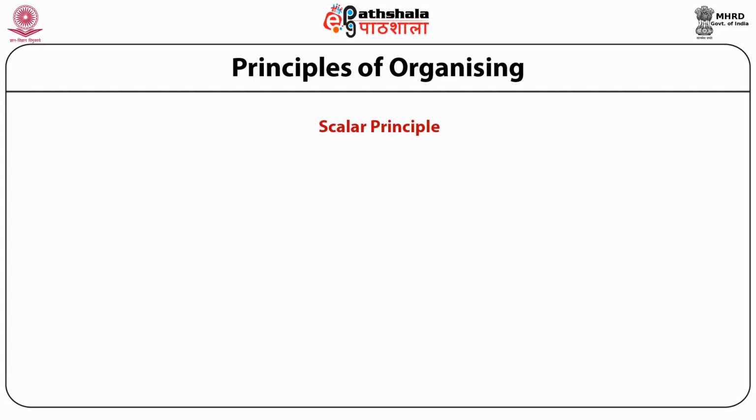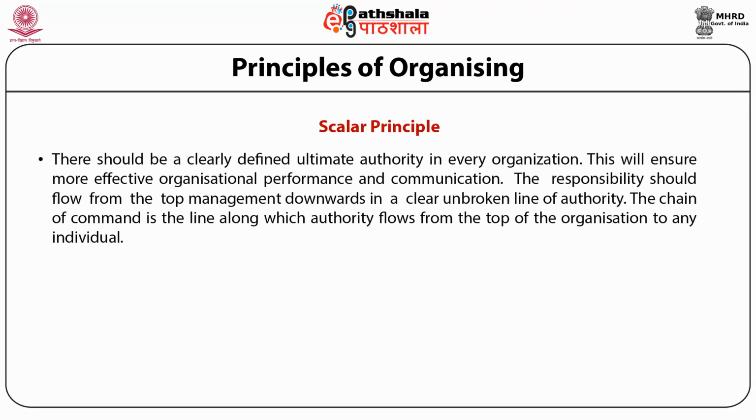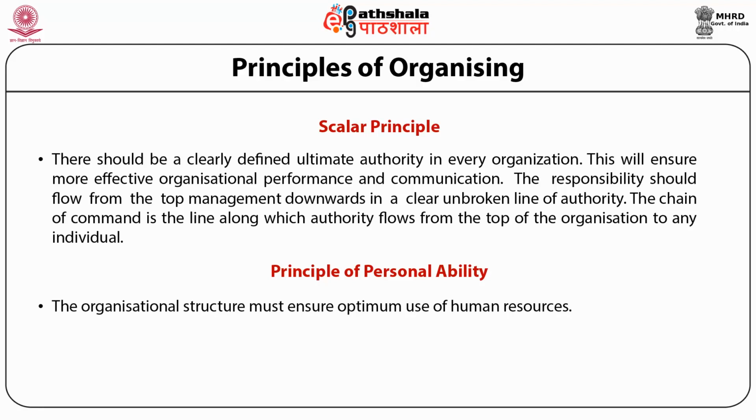Scalar principle. There should be a clearly defined ultimate authority in every organization. This will ensure more effective organizational performance and communication. The responsibility should flow from the top management downwards in a clear, unbroken line of authority. The chain of command is the line along which authority flows from the top of organization to any individual. Principle of personal ability. The organizational structure must ensure optimum use of human resources.